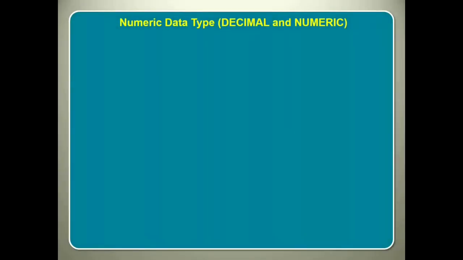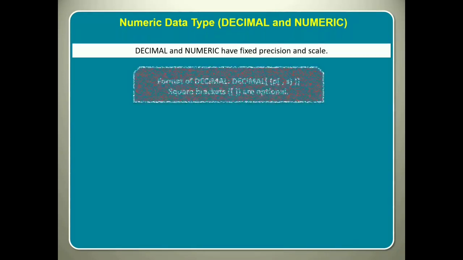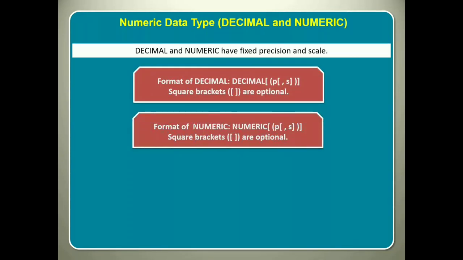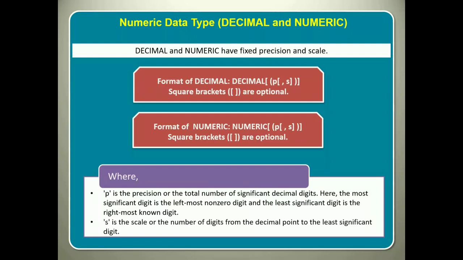Next numeric data types are decimal and numeric. These have fixed precision and scale. The format of decimal and numeric are as shown on the screen. Square brackets are optional, where P is the precision or the total number of significant decimal digits. Here, the most significant digit is the leftmost non-zero digit, and the least significant digit is the rightmost known digit. S is the scale or the number of digits from the decimal point to the least significant digit.